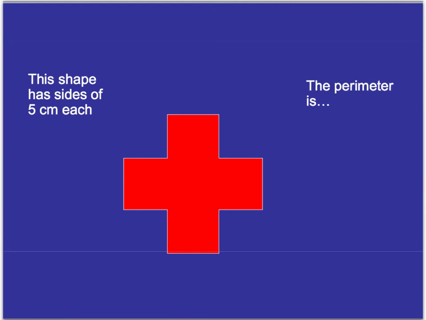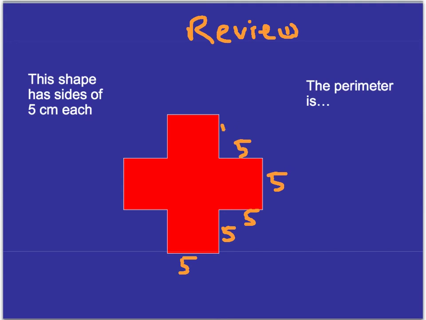Here's your review. Again, to figure out the perimeter, we have to label each and every single side. And then we know that the number of sides is going to be the number of addends that we have as well. So I will write a 5 on each and every single one of those sides first. The next thing that I will do is write a number sentence for that problem.